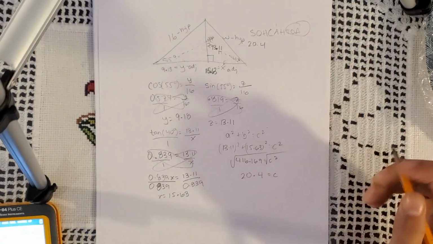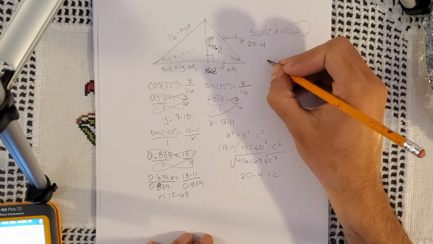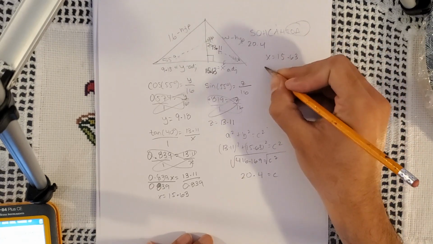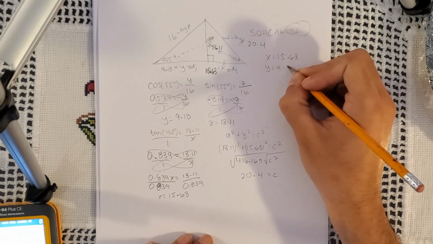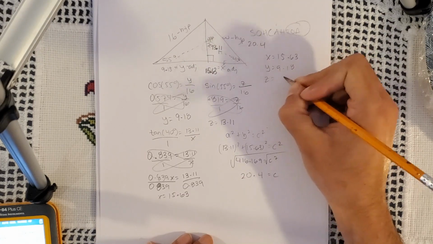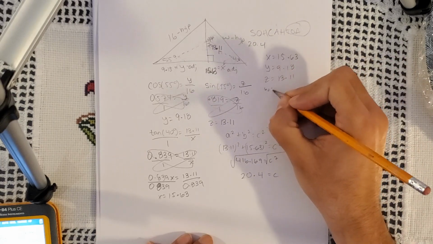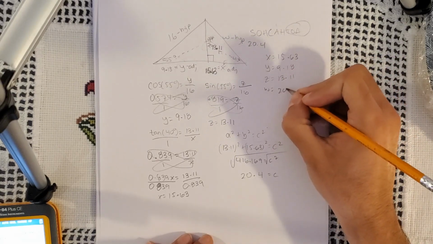So all the answers in the end. Okay, so x equals 15.63, y equals 9.18, z equals 13.11, and w equals 20.4.